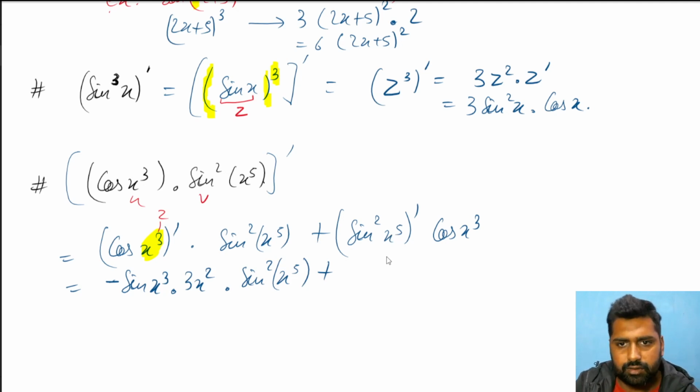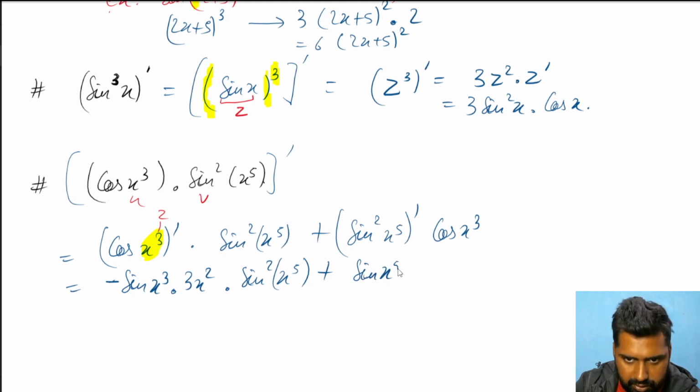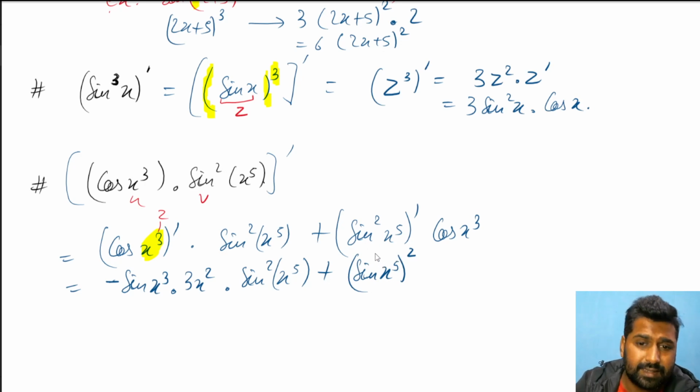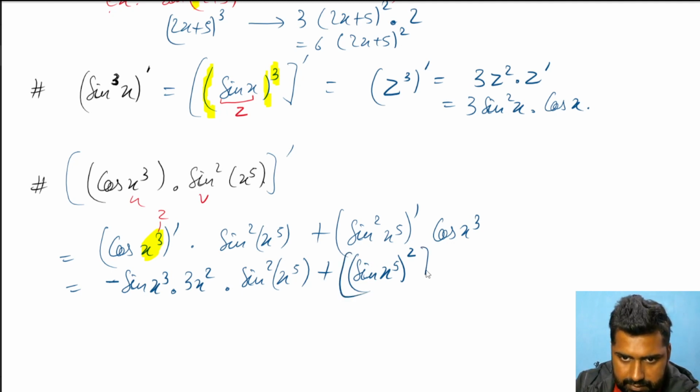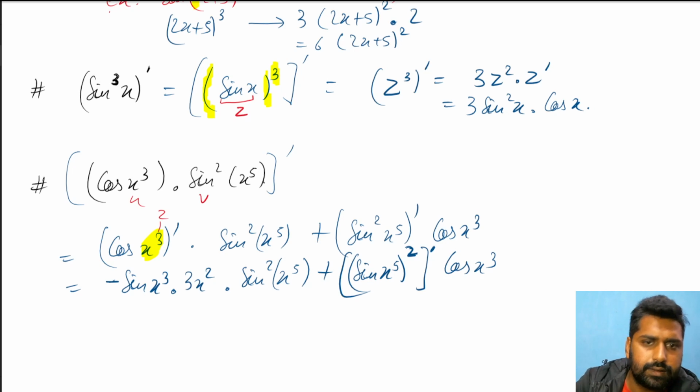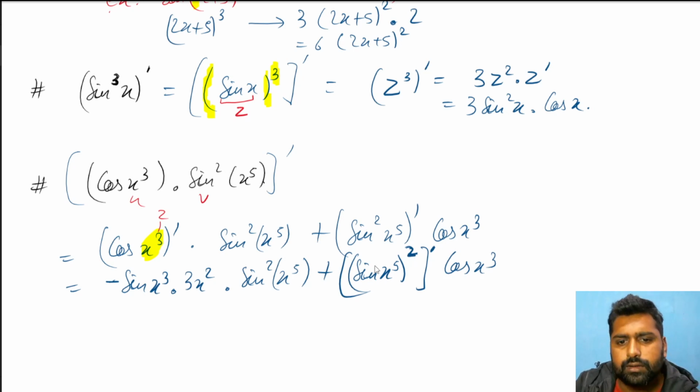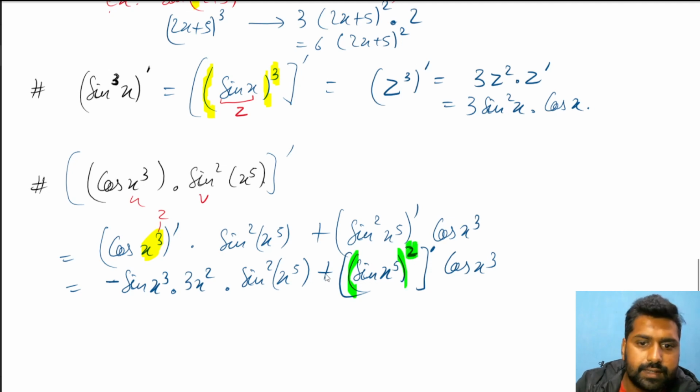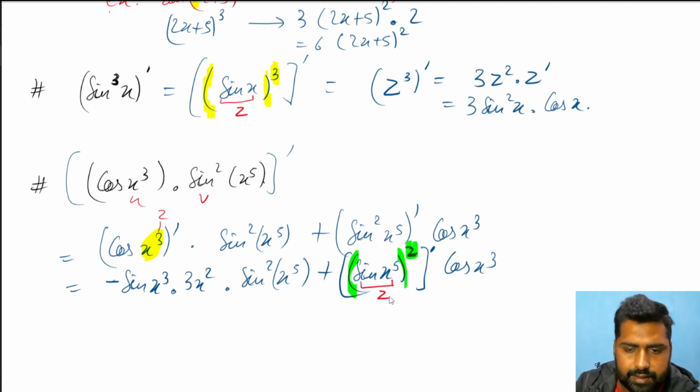I'll suggest that you write it like this: sine x raised to power 5, then write down the whole thing squared. Otherwise you'll not be able to see what you have to take as z. The power is 2, and cos x cube as it is. Now consider this to be a square. The first thing that comes is the bracket of the square, so whatever is present inside is taken as the new z.